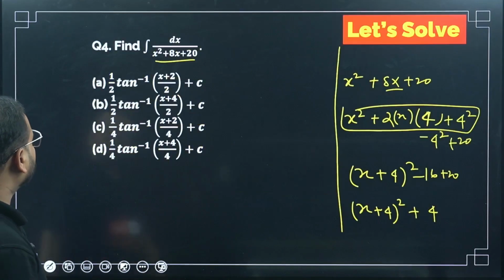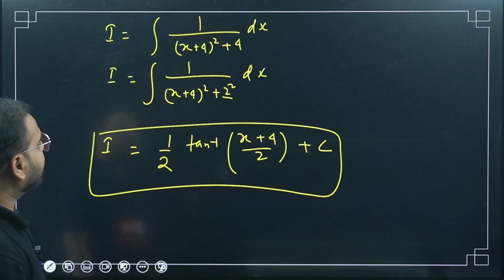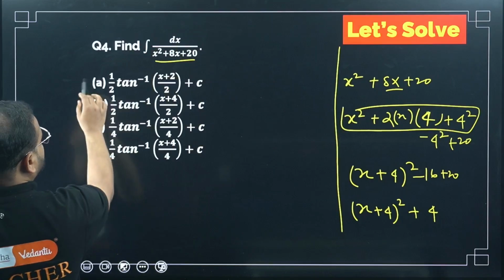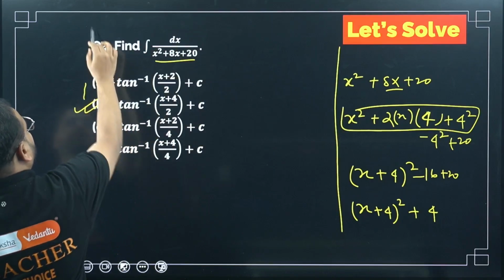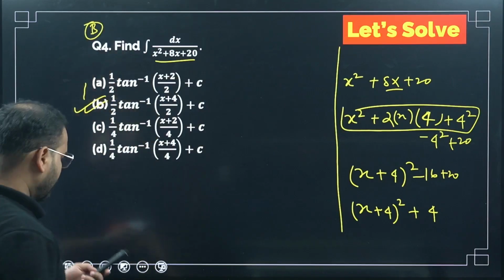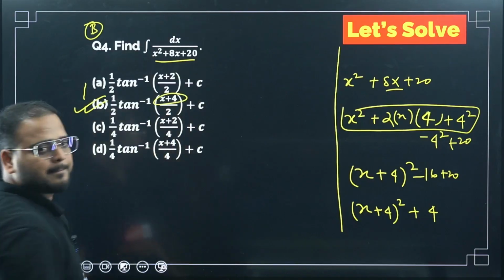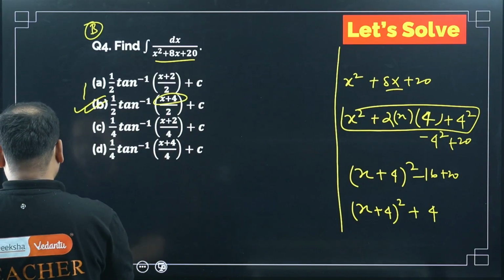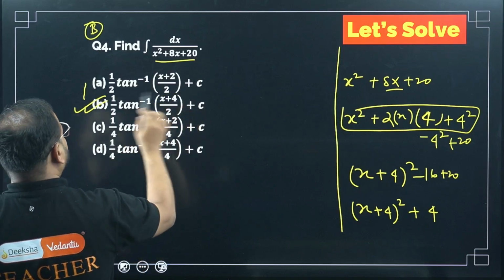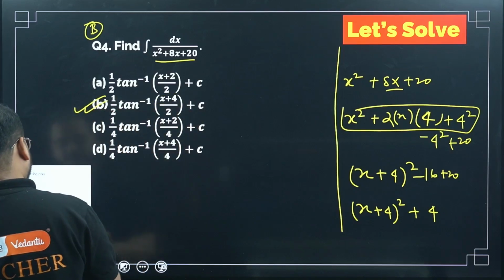Please have a look. Any option like this? 1 by 2 is there, so 1 by 2, these two, plus 4 we need. So option B. Correct? Plus x plus 4 is there only in this term. Yes, x plus 4 is only in this particular option. So option B is the correct answer.